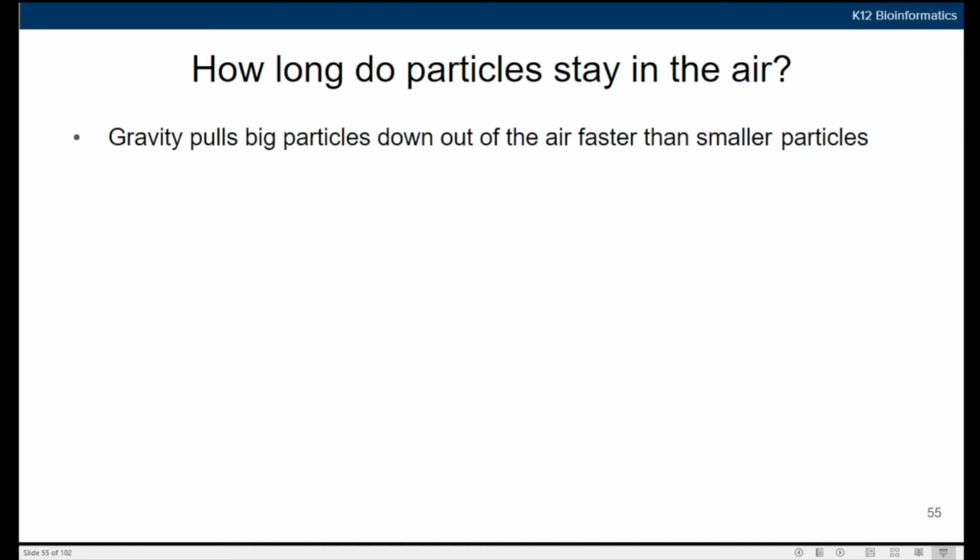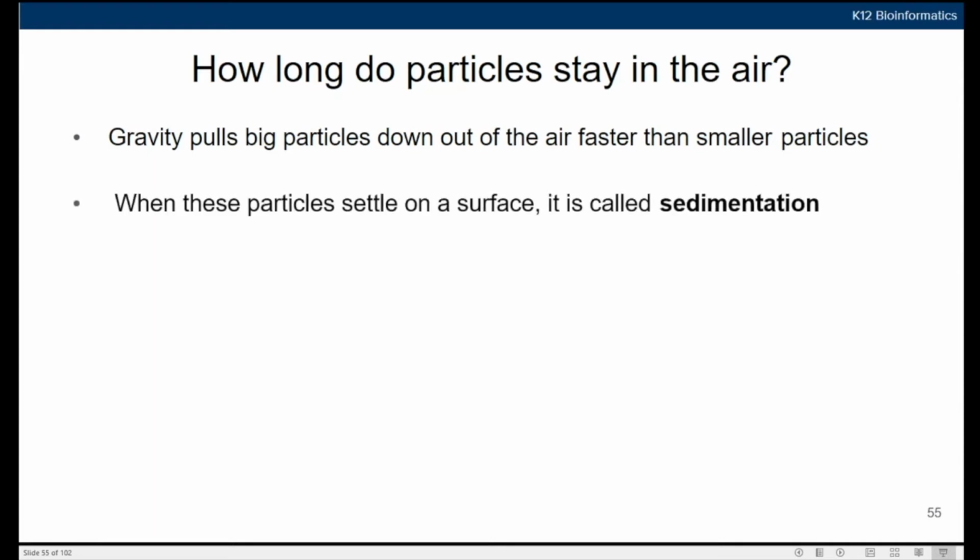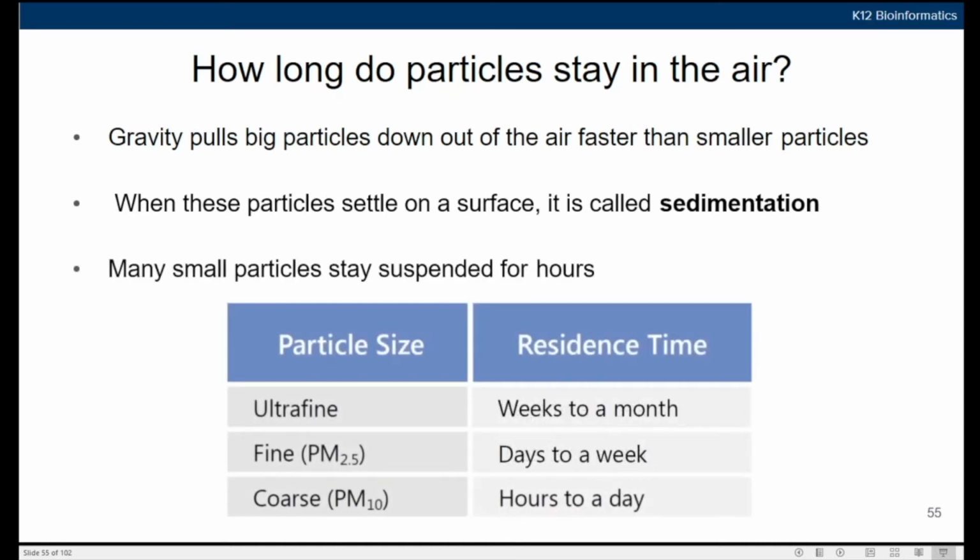Lastly, with respect to particles, how long do they stay in the air? Gravity pulls big particles down out of the air faster than smaller ones. When these particles settle on a surface, it's called sedimentation. Many small particles can stay suspended for hours. In this table, we can see that ultrafine particles can stay in the air for weeks to a month, while fine particles at the scale of PM 2.5 can stay in the air for days to a week, and coarse particles at the scale of PM 10 can stay in the air for hours to a day. This makes fine and ultrafine particles even more dangerous, as they linger in the air for longer periods of time.